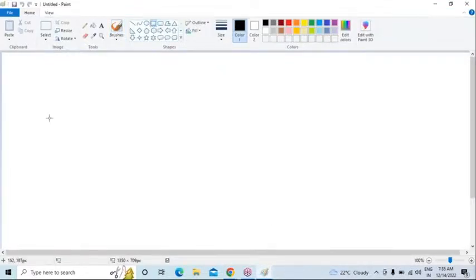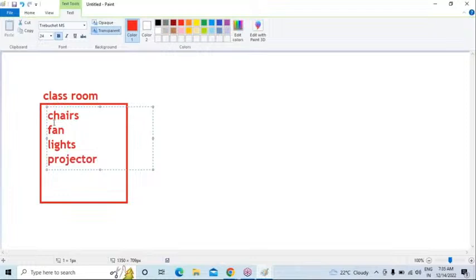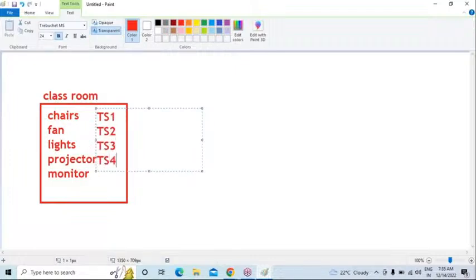So take an example of a classroom. Coming to this classroom, what are the things there in the classroom? We have to focus on it. We have this fan, these lights, the projector, and the monitor. Each one is treated as one scenario. So we'll have scenario one, scenario two, scenario three, scenario four, scenario five, like that.